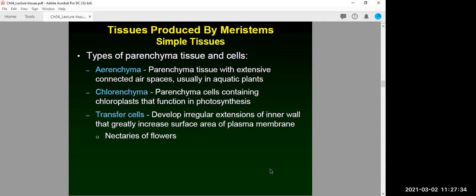We also have transfer cells, and a good example of where to find those would be in the nectaries of flowers. So if you remember when we talked about the new cell wall forming, how it will have plasmodesmata that are going to have basically a strand that goes in between two cells so that the two cells are connected. This is going to be similar. It's going to allow substances to pass from one cell to another or be transferred from one cell to another.